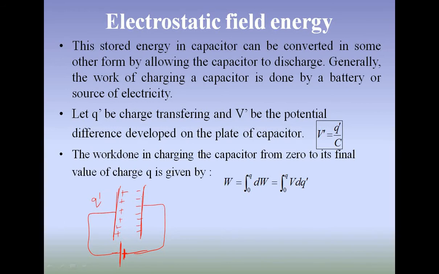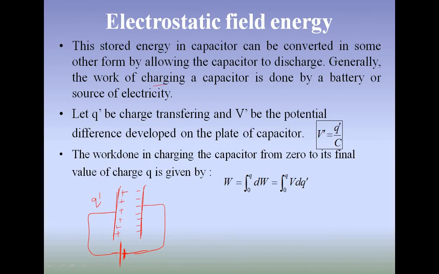When we discharge, what will happen is that the electric energy will be converted into some other form, okay. It can be heat energy, light energy, and so on. So discharging and charging are the two processes of a capacitor. Okay. So this stored energy can be converted into some other form.